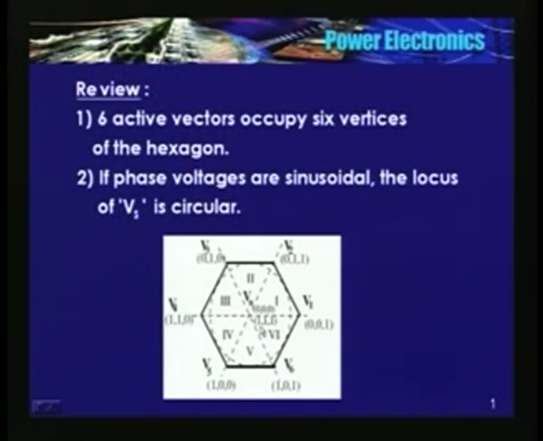In my last class, we found that the 6 active states of the inverter occupy 6 corners of the hexagon, and 2 zero vectors, which are also known as null vectors, are at the origin. See in this figure, 0 0 0 or 1 1 1 corresponds to the origin.